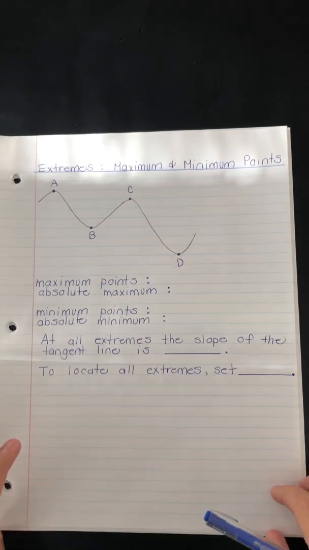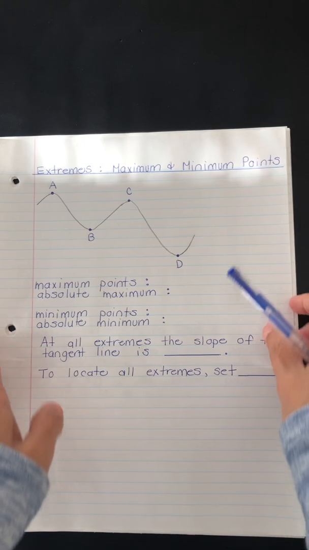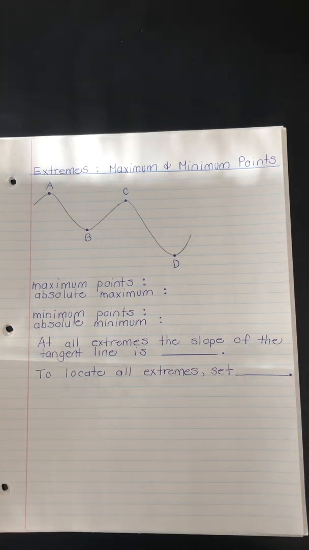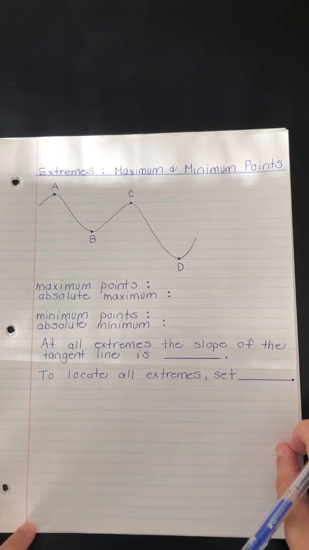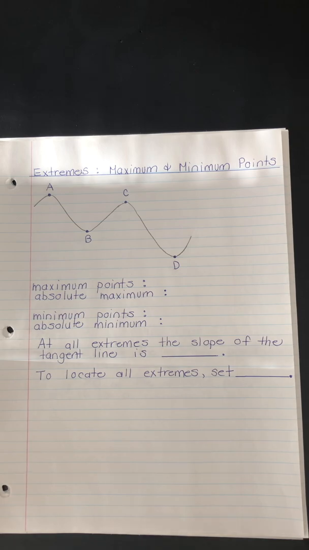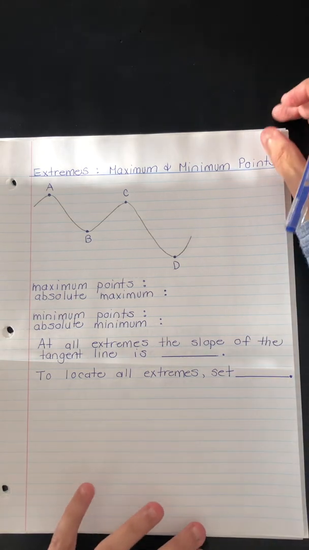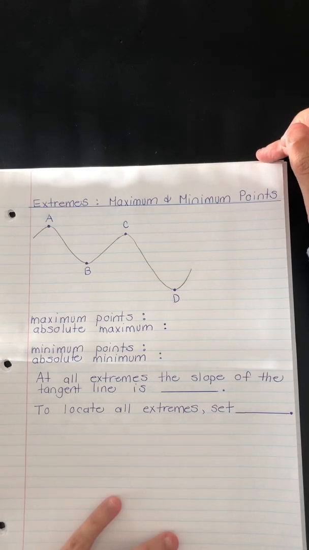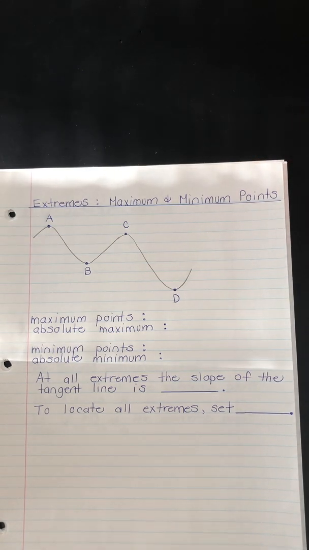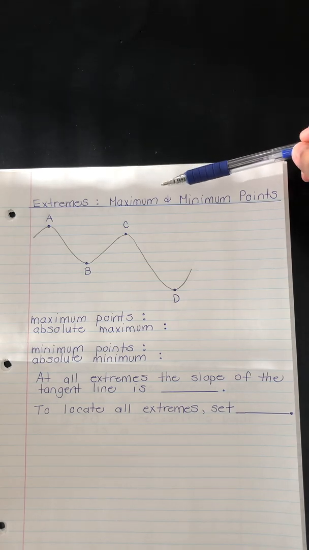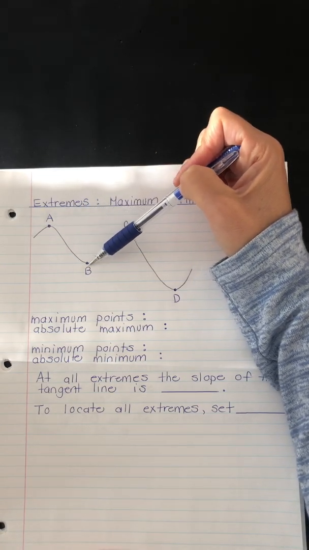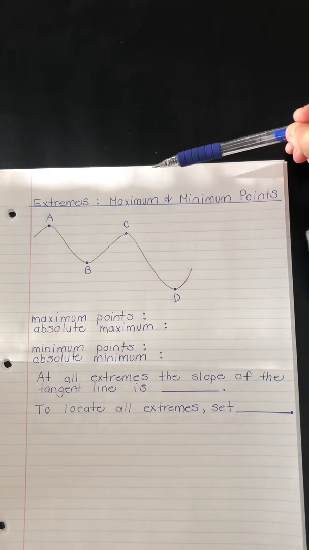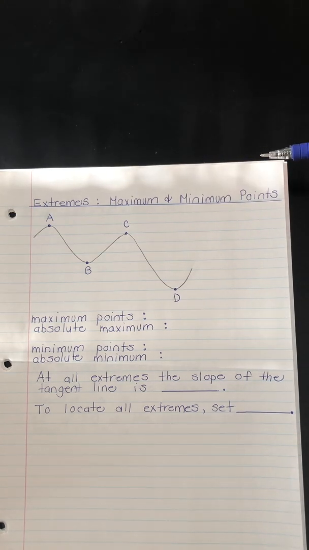Good morning. Today we're going to look at another application that's graphical in nature of the first derivative. And in particular, we're going to be looking at finding extreme values for various functions. So when we talk about extreme values, we're referring to points that are peaks in the graph or points that are valleys in a graph. And we call these points maximum and minimum points respectively.